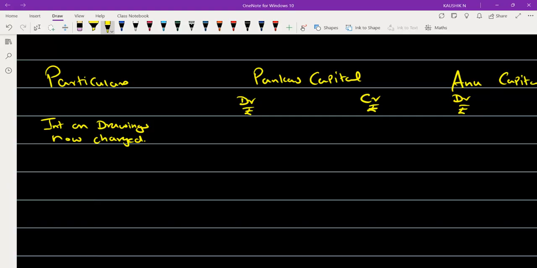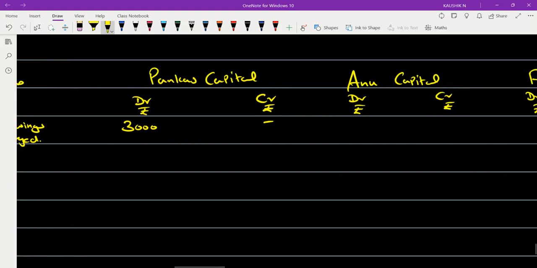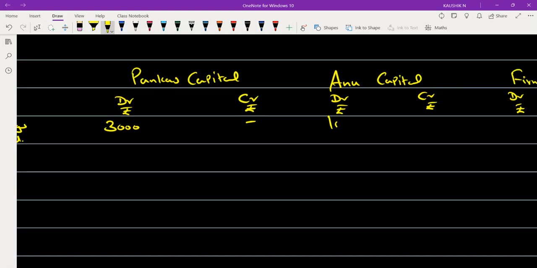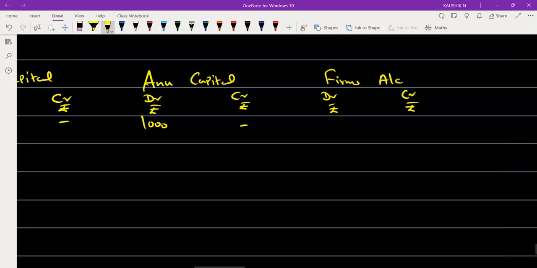So that means over here for Pankaj, 3000, nothing in the credit. And for Anu, it's going to be 1000, nothing here. Now tell me where to record this net amount of 4000 in the firm's account, debit or credit? Very good. It will be in the credit.